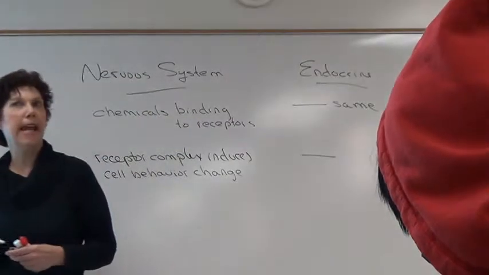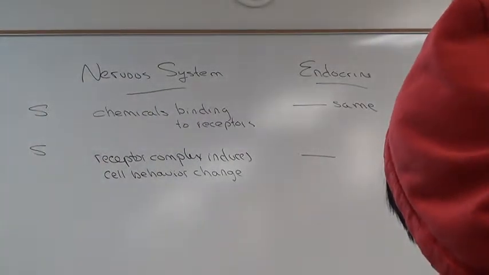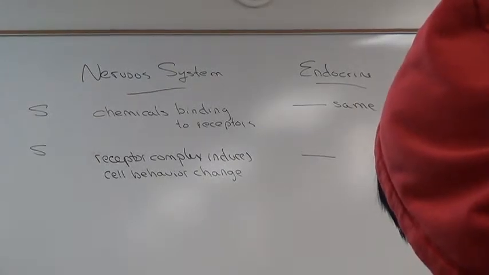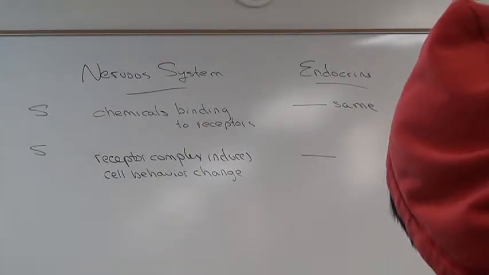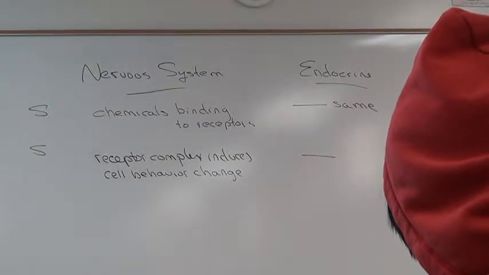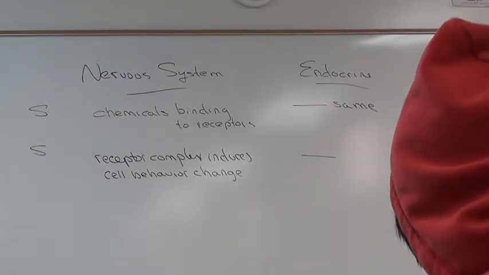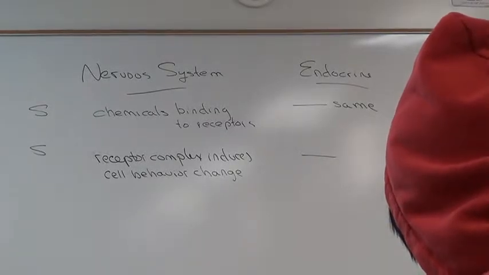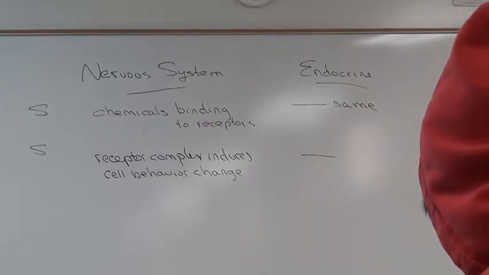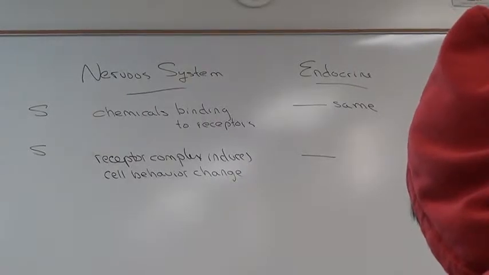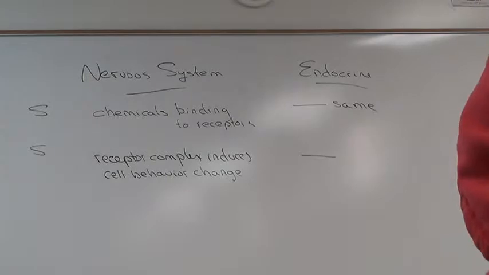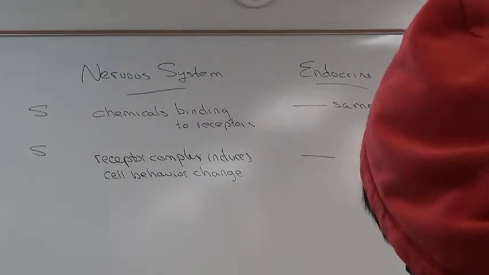Is it always the same change? No. Acetylcholine can cause heart rate to decrease, but it can cause digestive activity to increase. So even though it's the same chemical, it depends on what's in the cell and the behavior of the receptor. The enzymes that are in the cell, and the behavior of the receptor as to whether it excites or inhibits the activity of that cell.